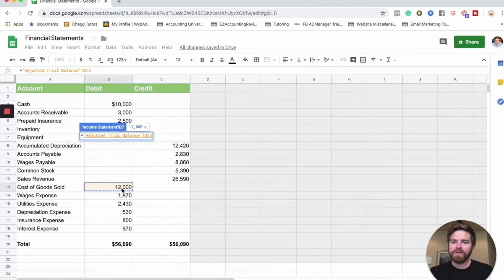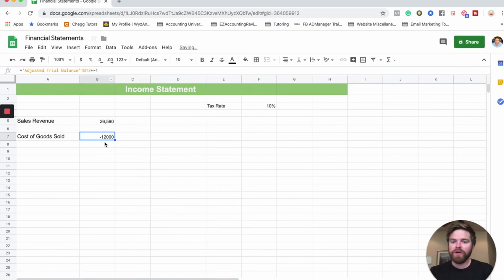Do $12,000. And what I'm going to do up here, I'm going to multiply this times -1 to make it a negative number, because expenses are negative. So let's just go ahead and do that. And now it's going to bring it over and makes it a negative 12,000. Now, what comes after our cost of goods sold?